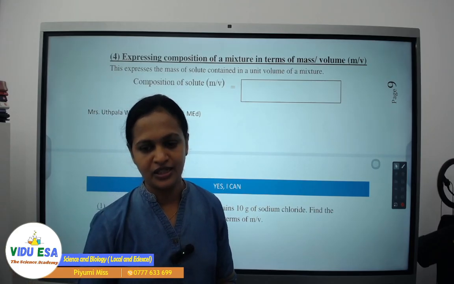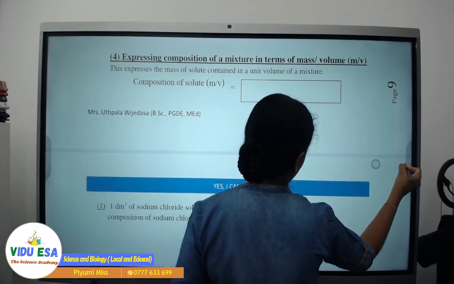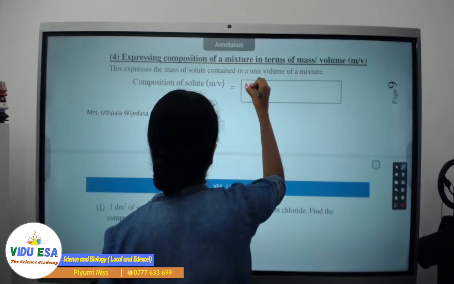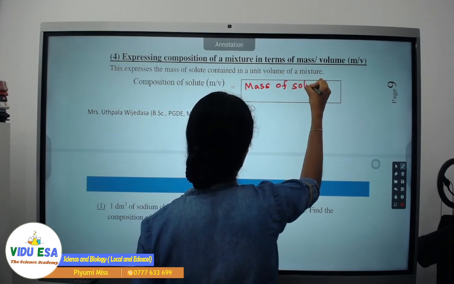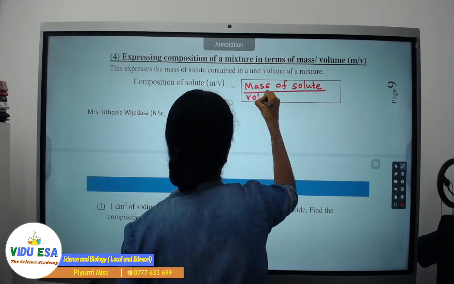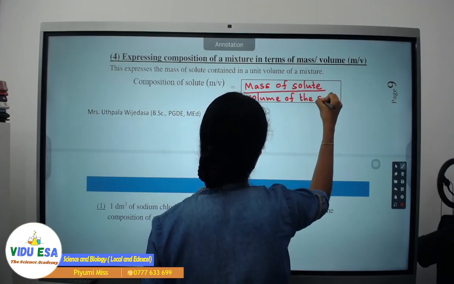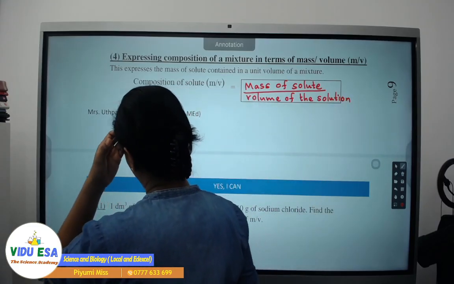Right? So the composition of solute equals mass of solute divided by volume of the solution. Volume of the solution.